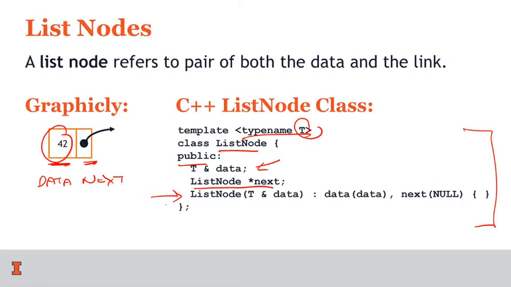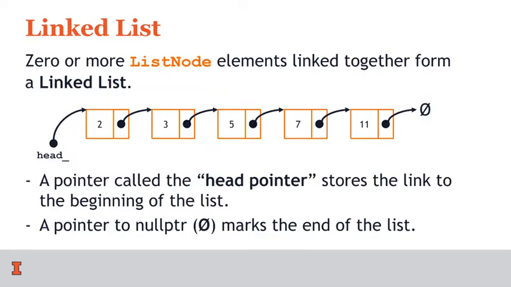I went ahead and included a simple constructor. This constructor is a list node constructor that takes in data, and it initializes data and sets next to null. We'll link together 0 or more of these list node elements to form what we call a linked list. And we'll have 2 special properties to this linked list. We'll have a head pointer that we're going to store that's going to denote the beginning of our list. And this is going to point to the very first element.